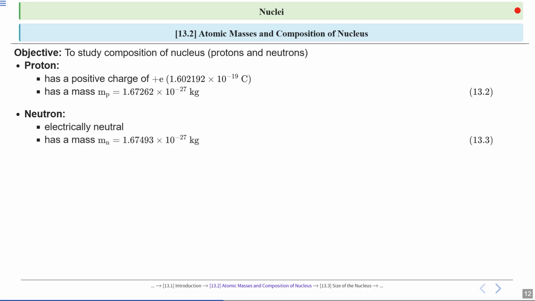The mass of the neutron is slightly higher than the proton. It is 1.67493 times 10 to the power minus 27 kg.